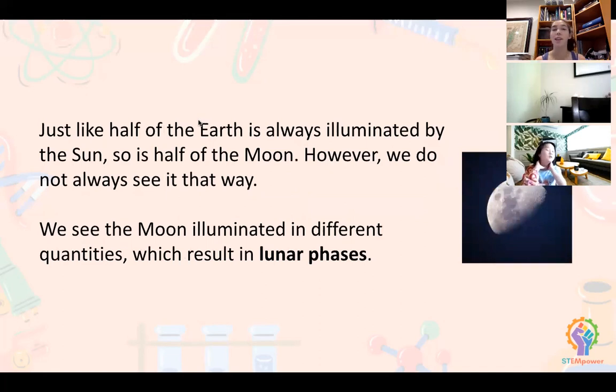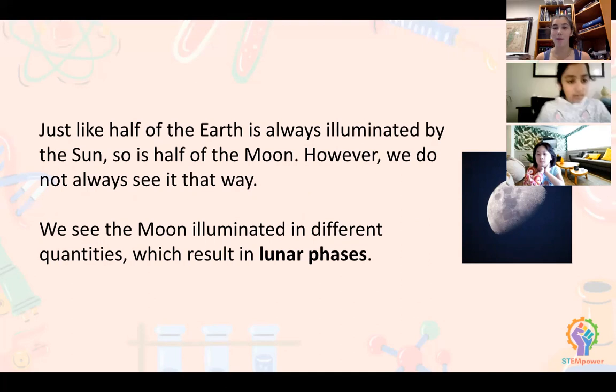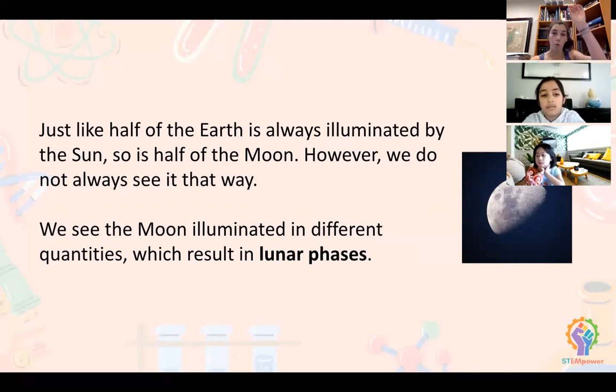Just like half of the Earth is always illuminated by the sun, because you have day and night, right? And about the same time, half of the moon is always lit up by the sun. But we don't always see it that way because of the different angles that the light is hitting the moon, and it depends on where we are on the Earth, and there are a lot of different things that change that. And so we see the moon illuminated in different quantities, which result in lunar phases.